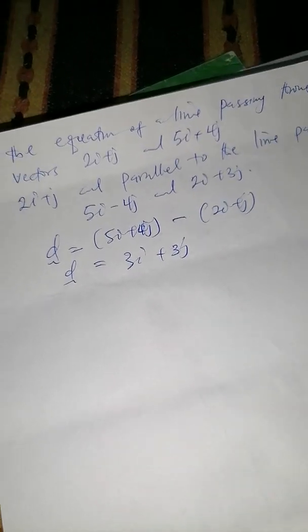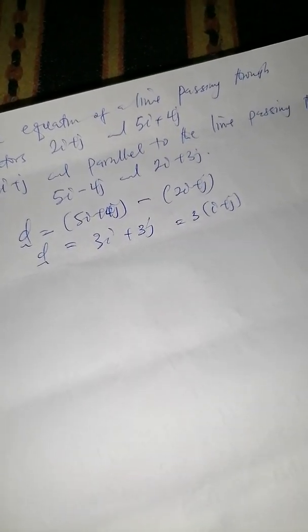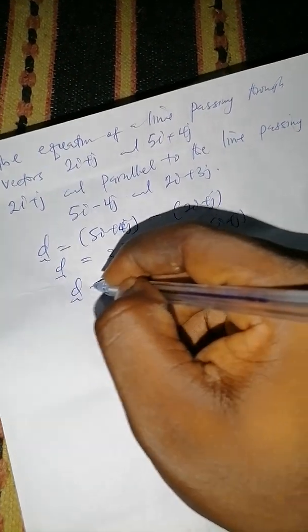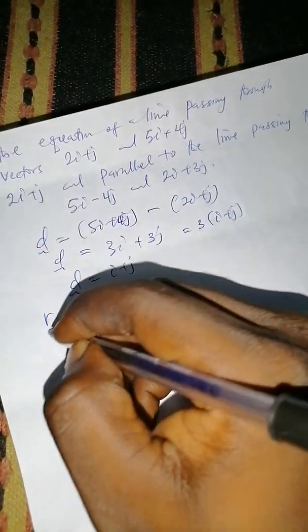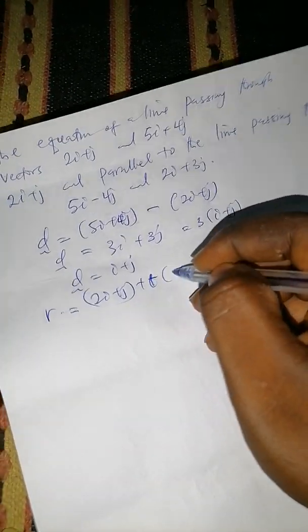Now take note of this. The direction vector is just any vector that's parallel to the line. So we are interested in the simplest form of the direction vector, because we just need it for the direction of the line. We don't need the whole vector and its magnitude. So we are going to pull the 3 out, so that we simplify to get i plus j. It means our direction vector that we choose for the line that we're interested in is i plus j. So the equation of the line is going to be 2i plus j plus some parameter t of i plus j, and this represents the equation of the line.